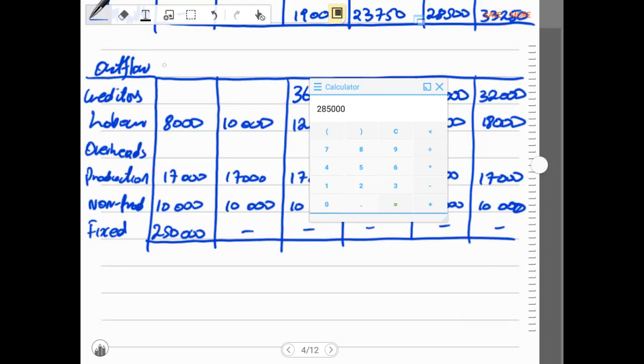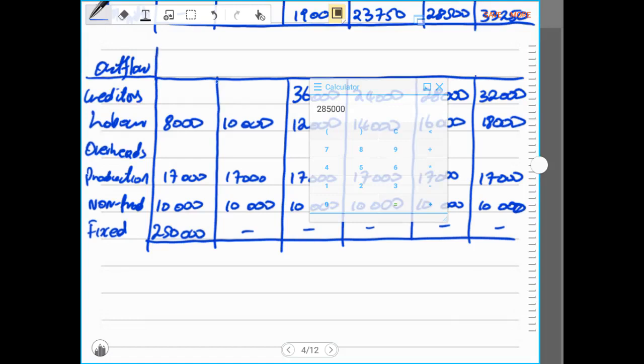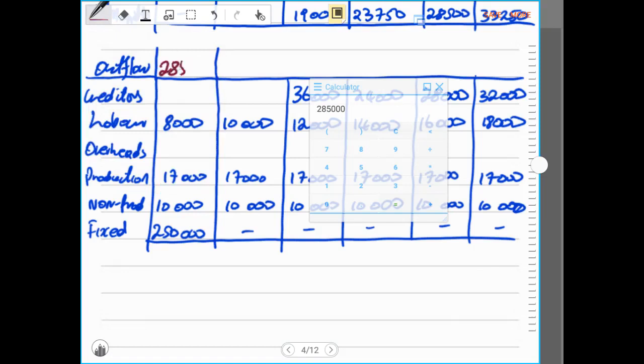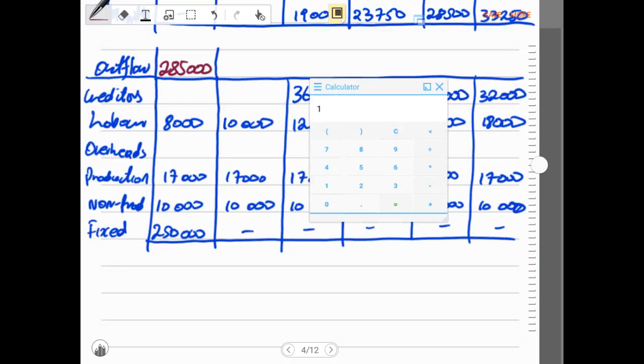So now this will be outflow in this month, 285,000. Then after, the second month will be 10,000 plus 17,000 plus 10,000. That will be 37,000.